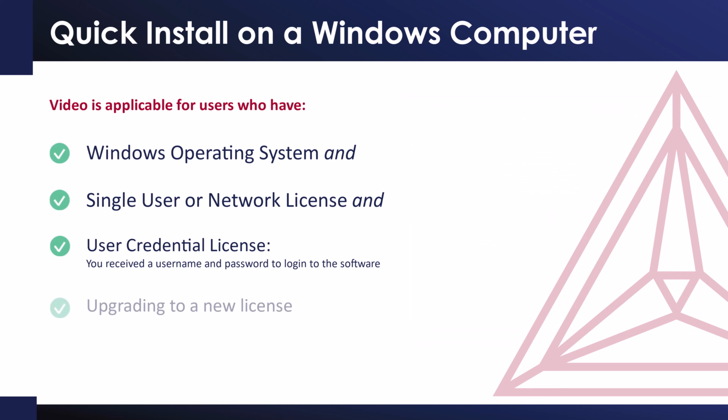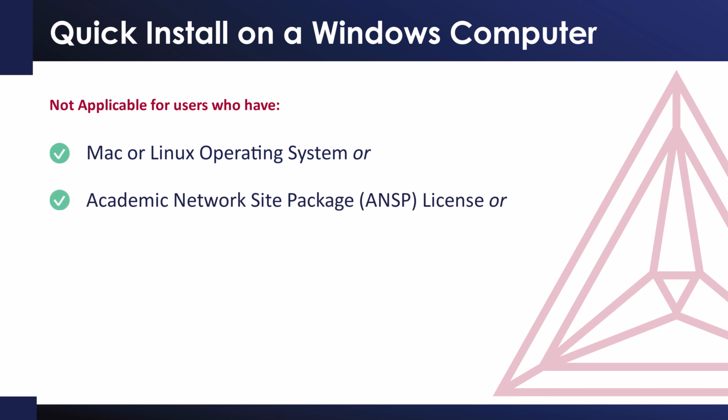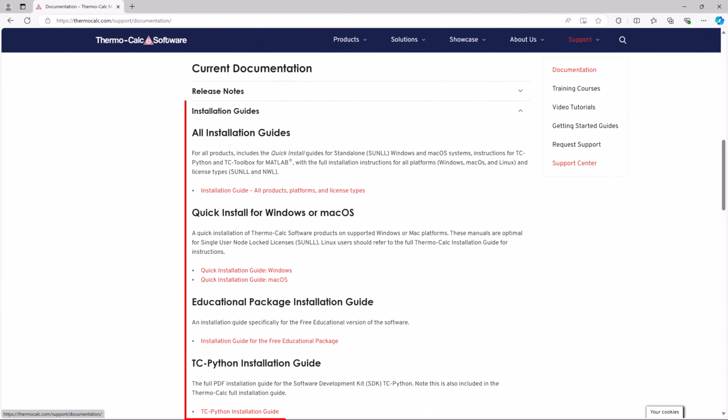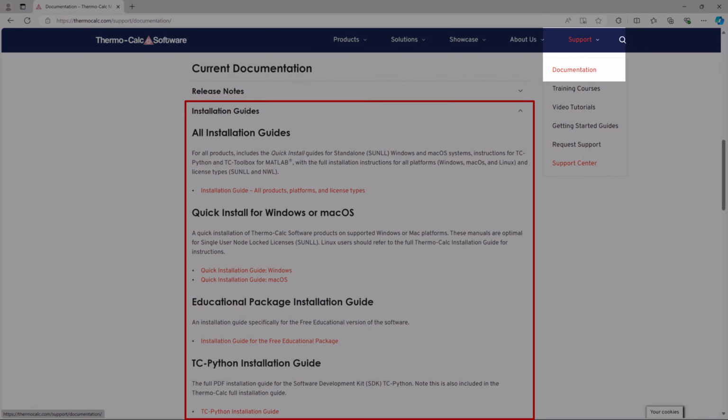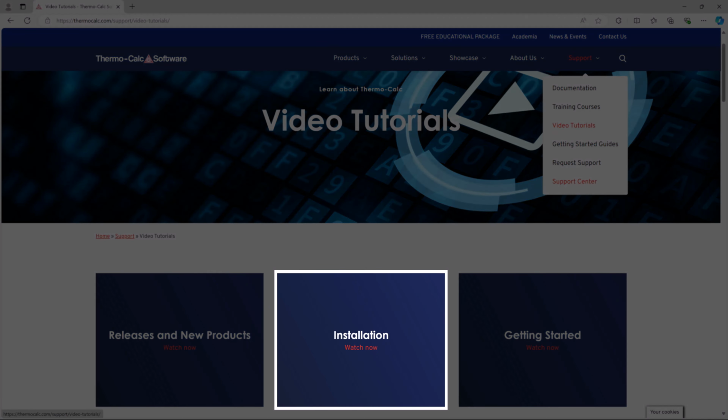The video is also applicable if you are upgrading to a new version of Thermo-Calc, as the new version of the software will install alongside older versions. The video is not applicable for Mac or Linux users, users who have an ANSP license, which is a type of license offered to universities for teaching, a file-based license, or if you are installing the free educational package. If any of these apply to you, refer to the installation guides available on the documentation page on our website, or visit the video library to find the correct video.